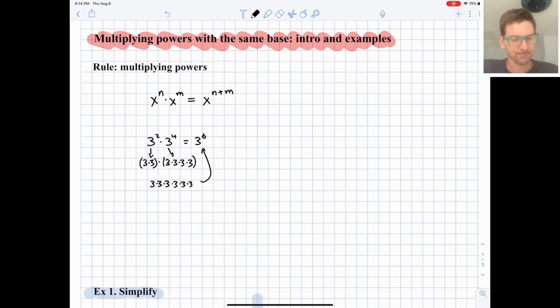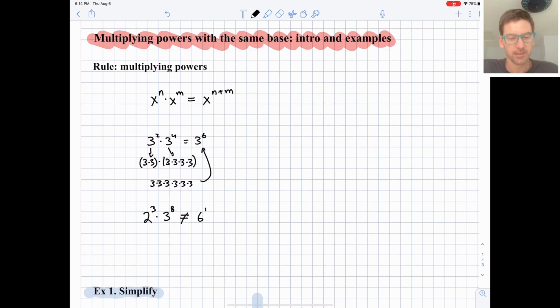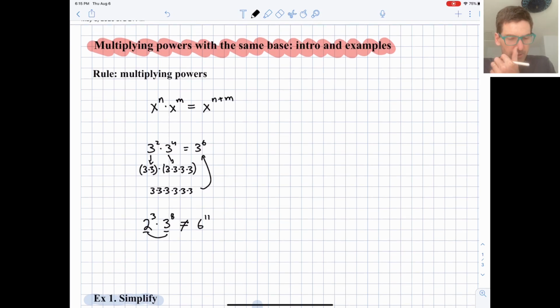Here's what you can't do. 2 to the third times 3 to the eighth is not equal to 6 to the 11th. Okay, some people think that might be true, that we get to multiply these, and then we get to add the exponents, but this is not a valid thing to do. So don't think that you can do that. You can do some things like this, and if you're ever stuck wondering if you can make a shortcut, write it out longhand and see if it works.